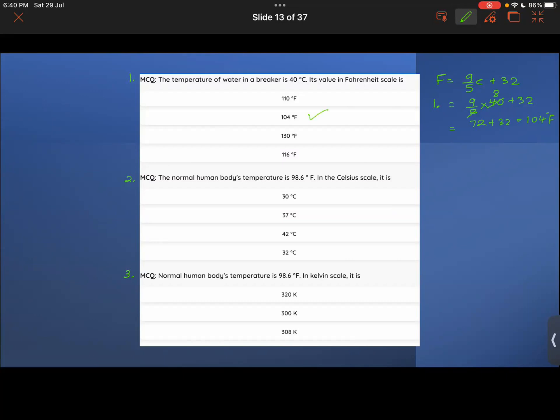Very good, guys. Now see next question. In this one, you have to convert the normal human body's temperature into Celsius scale. Although we already know the answer, but still we are going to solve this. Right, that is a formula required to solve the question.